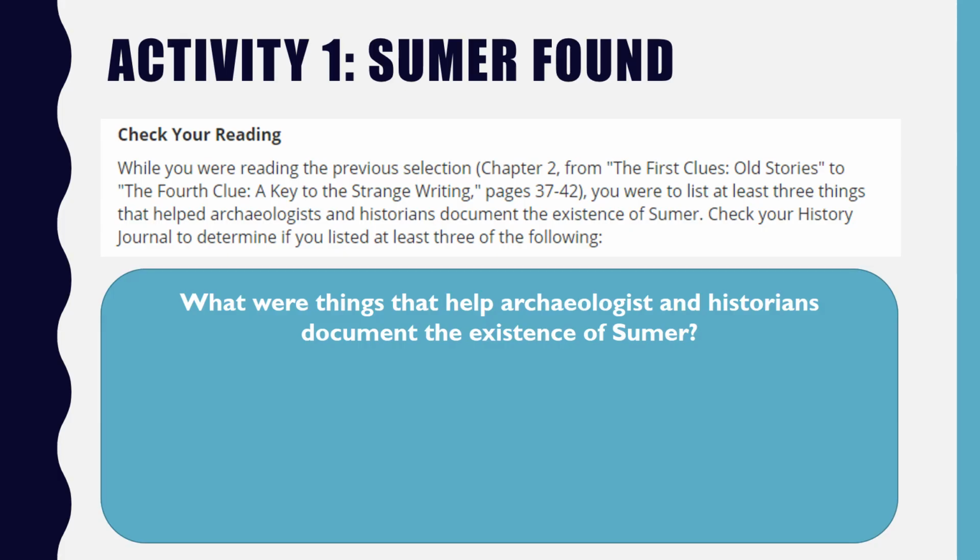As you take a look at your student guide, the very first activity it asks us to take a look at is to check your reading from your previous lesson. So in lesson 1, you were reading in chapter 2 on pages 37 through 42. And you were asked to list at least 3 things that helped archaeologists and historians document the existence of Sumar. So check your history journal, make sure that you listed 3 of those. If not, go back and look at those pages now, 37 through 42, and see if you can jot a few things down.